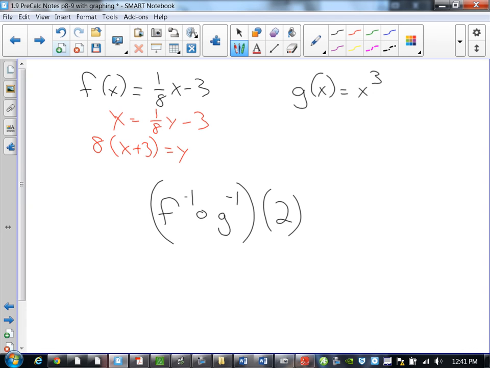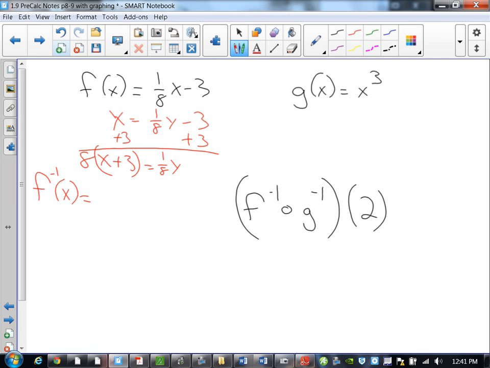Okay, I won't skip steps. So, add 3. Multiply by 8. Oh, I thought you meant from there. And then it was 1/8, so I multiplied by 8. So f inverse, the inverse of f, you don't have to, but if you want to write it as 8x plus 24, that's fine. Not a big deal. You get that for its inverse.